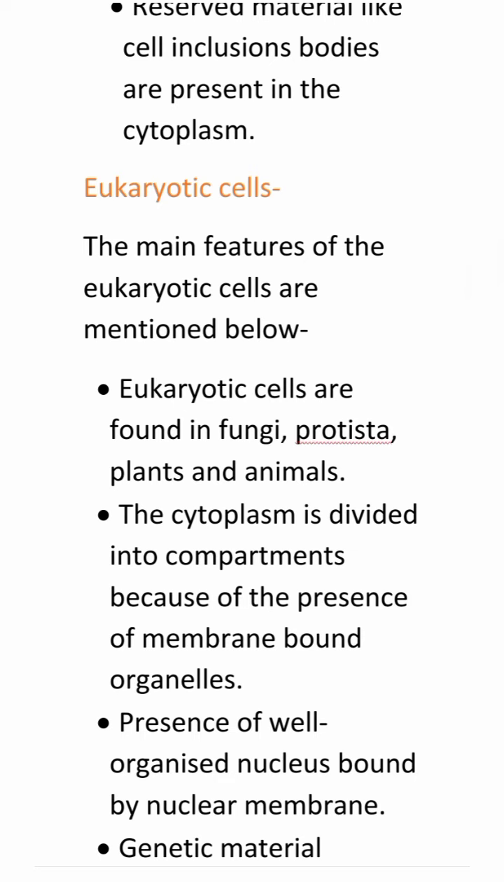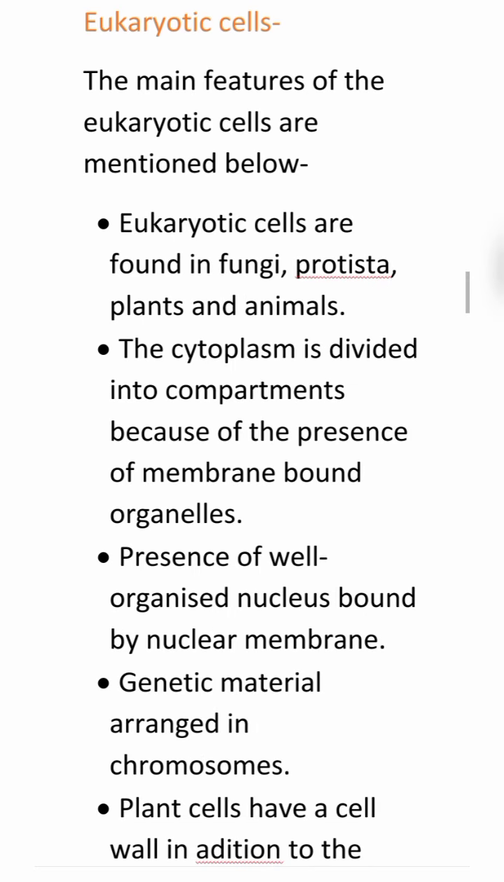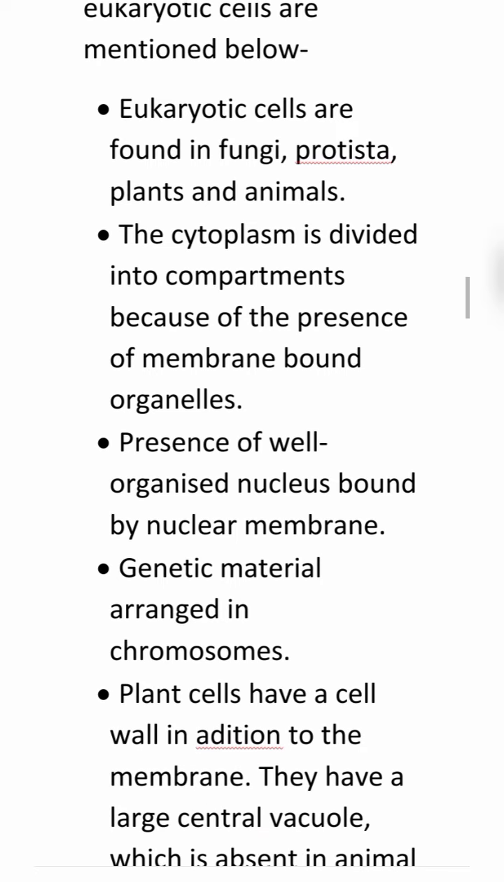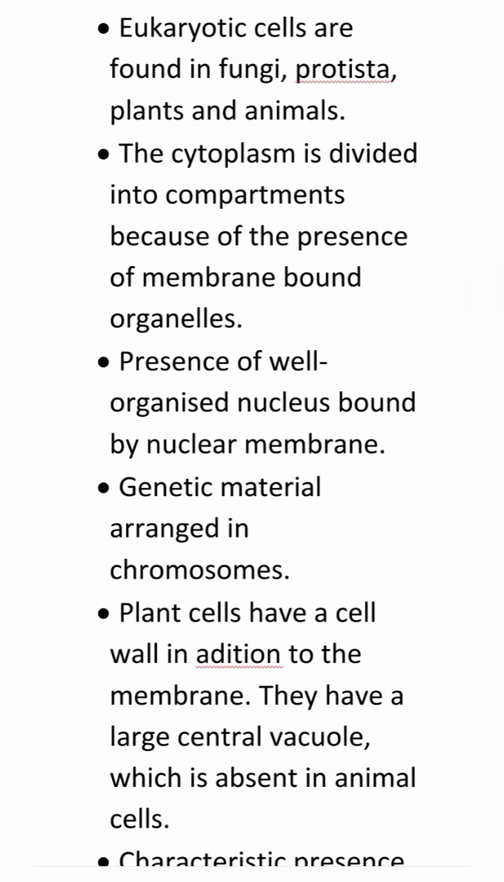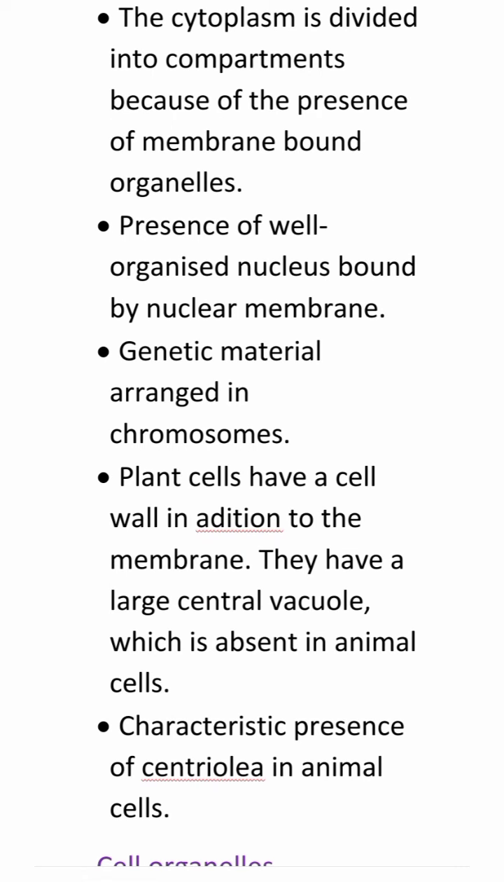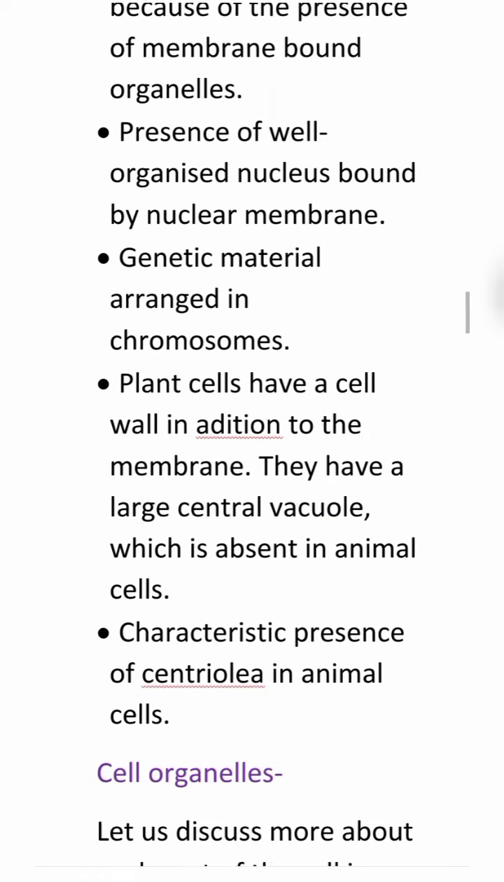You can mark from here. Eukaryotic cells are found in fungi, protista, plants and animals. The cytoplasm is divided into compartments because of the presence of membrane bound organelles, presence of a well organized nucleus bound by a nuclear membrane, and the genetic material arranged in chromosomes.